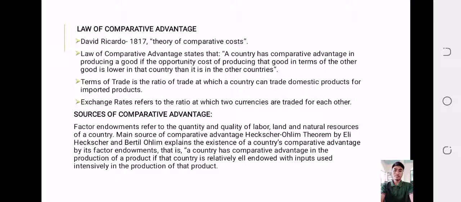Terms of trade is the ratio at which a country can trade domestic products for imported products. Exchange rates refer to the ratio at which two currencies are traded for each other. So these are the sources of comparative advantage.